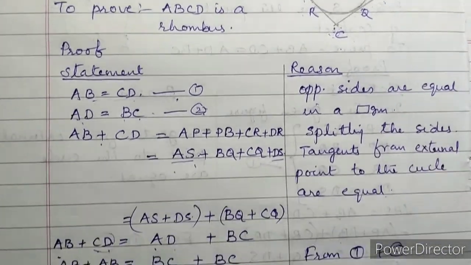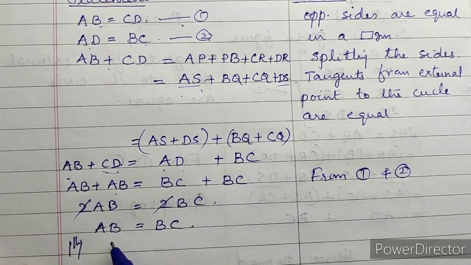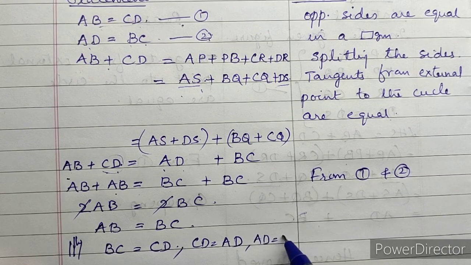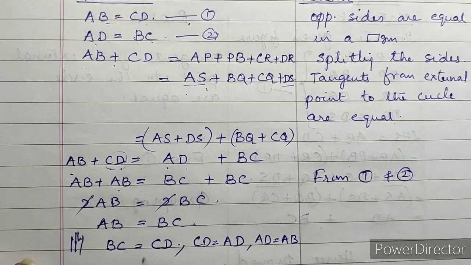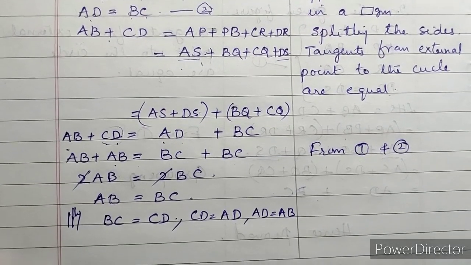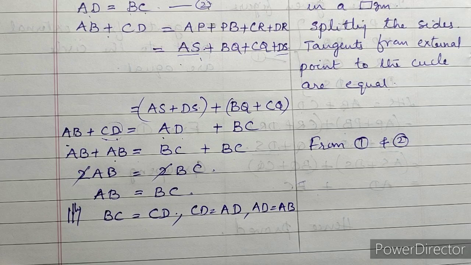So that means, similarly, BC is equal to CD, CD is equal to AD, and AD is equal to AB. In a similar way you can prove that, but there is no need to prove that. If you prove one, it is enough. So now you can conclude that since all the adjacent sides are equal, that parallelogram is a rhombus.